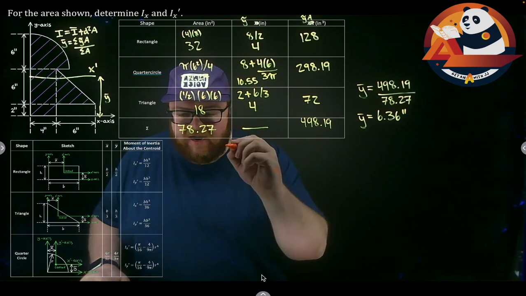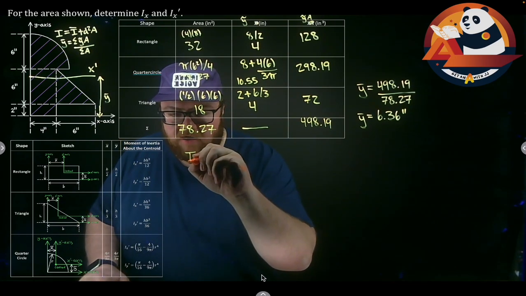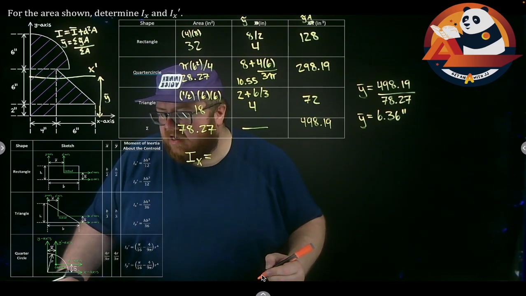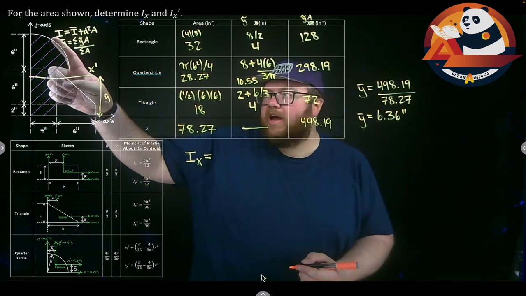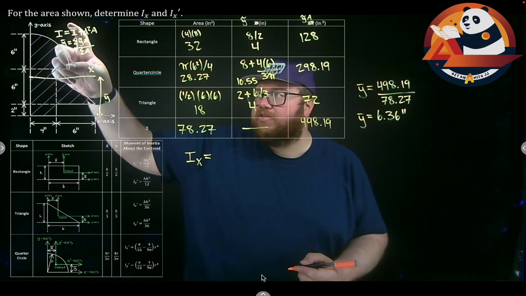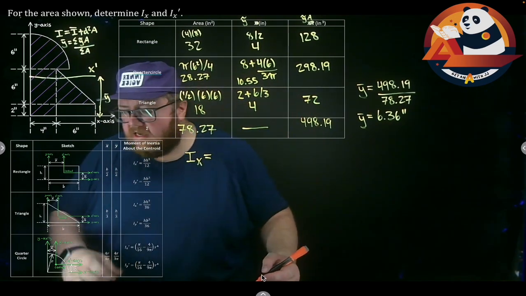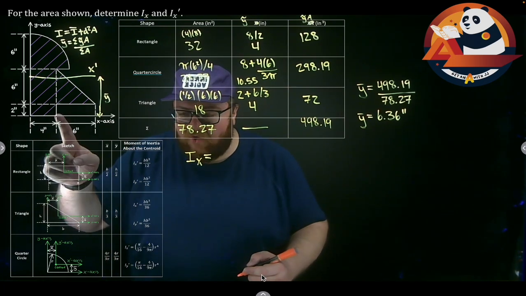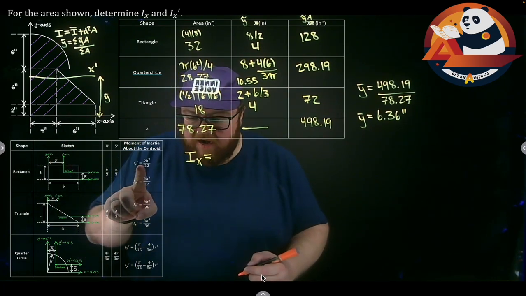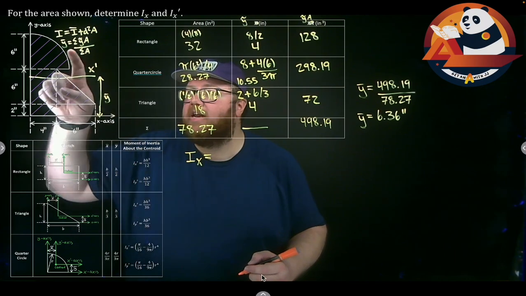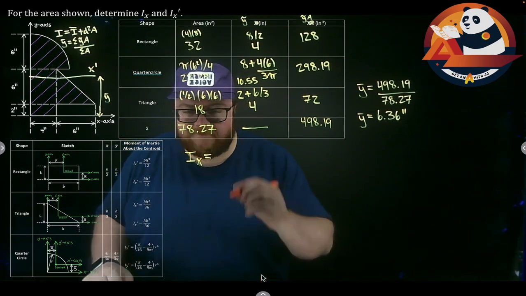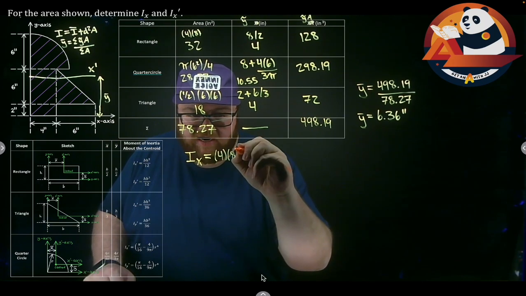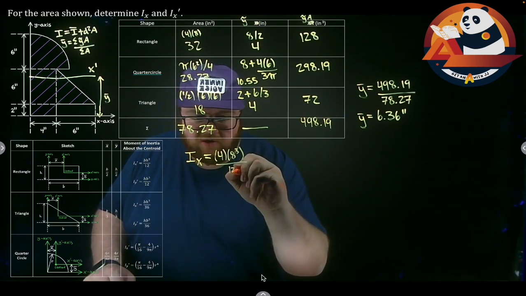So for our Ix, our moment of inertia about the x-axis, we have to use the parallel axis theorem here, starting from our moment of inertia about the centroid of our object. So if we start with the rectangle, our base is 4, and our equation here, Ix prime, is base times height cubed over 12. That is I bar in this. So base 4 times height 8 cubed over 12.